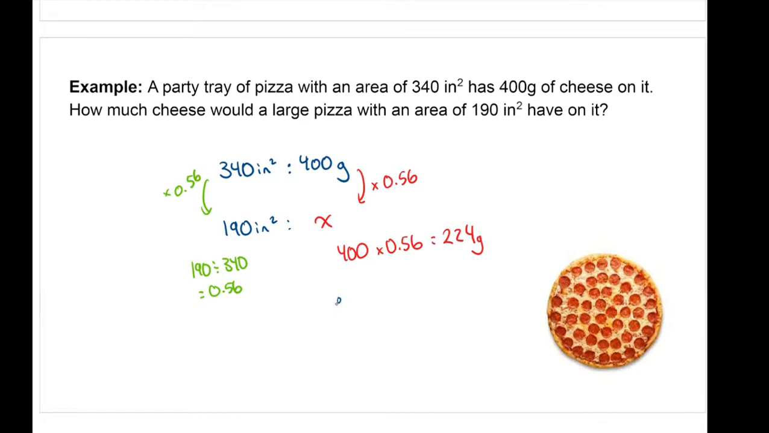So therefore, it would have 224 grams of cheese. The main thing in this lesson is being comfortable with determining the unit rates, as well as working with equivalent fractions or ratios. It should be review of some prerequisite knowledge that you should have from grade 8 and some mathematical reasoning. But if not, please make sure you are comfortable with these concepts and with the math that we're doing.